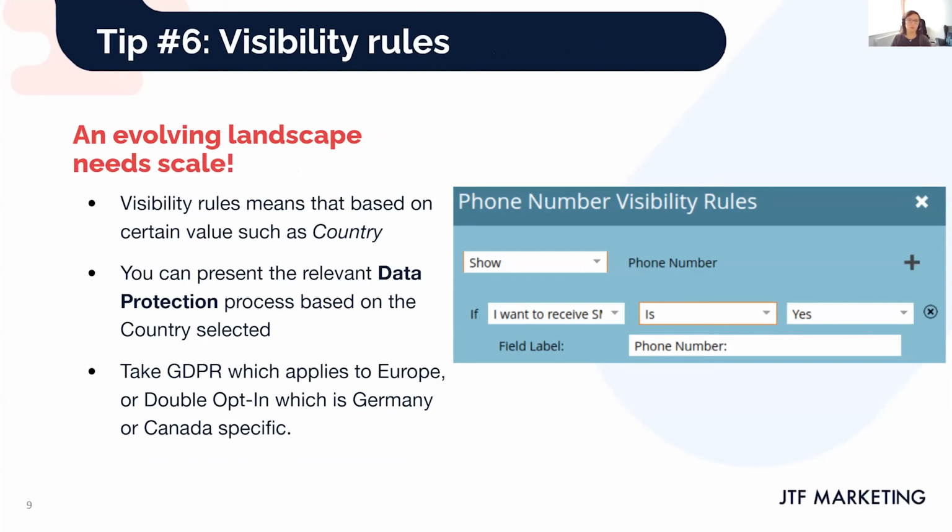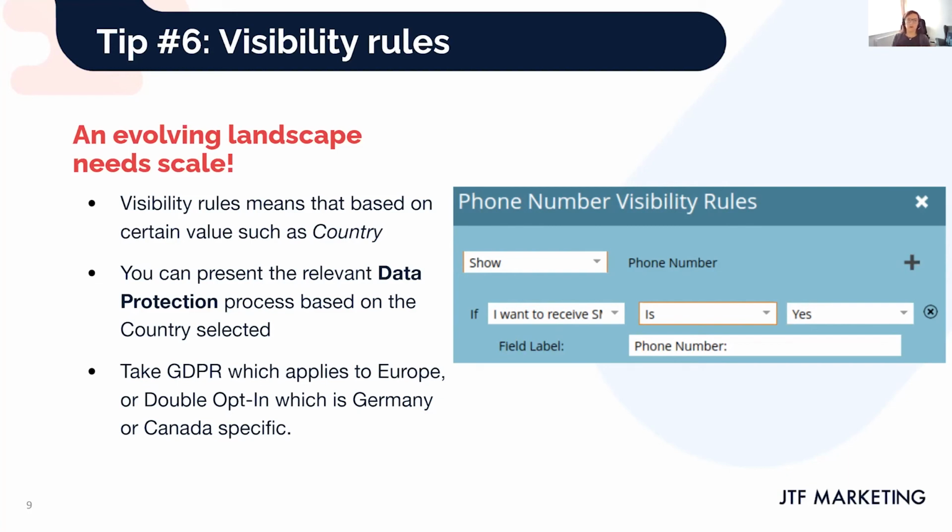So you might want to figure out what someone's dietary requirements are. The visibility rules will help you to not show unnecessary fields to certain people. So if you're asking, do you have any dietary requirements? And someone says yes, then you can show the field where it's asking, what dietary requirements do you have? If they say no, then you just simply skip to the next question.